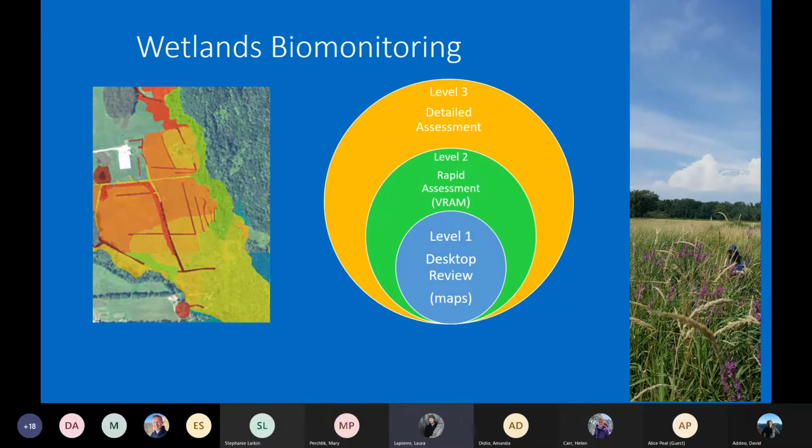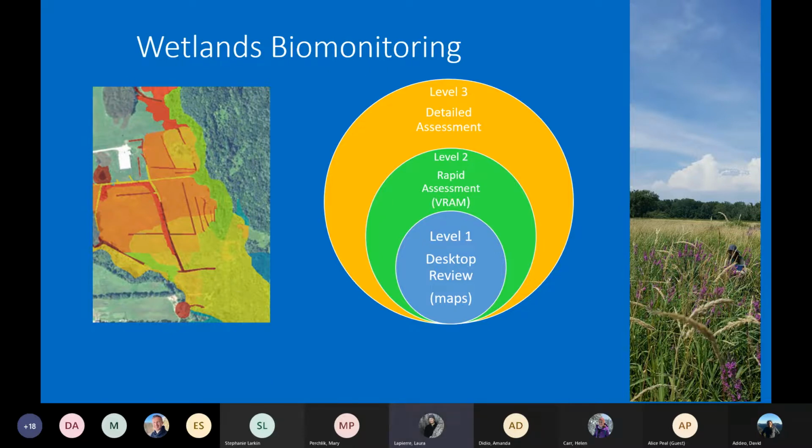So besides permitting and evaluating wetlands while permitting, we also do wetland biomonitoring. We have detailed level 3 assessments. We have a rapid assessment that involves some in-field and desktop review, which I'll talk about more in the next slide. And then we have level 1, which is desktop review and essentially maps, like this one you see here.